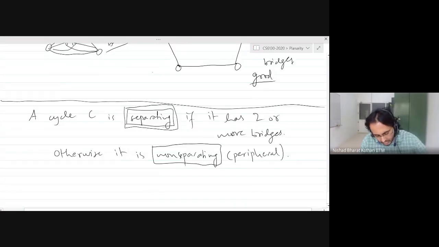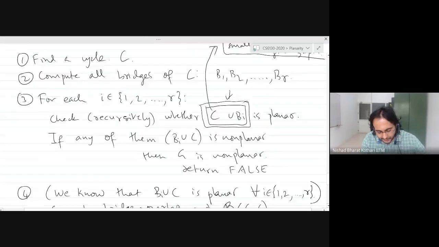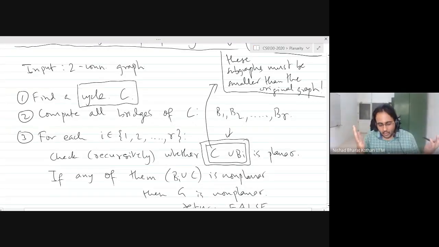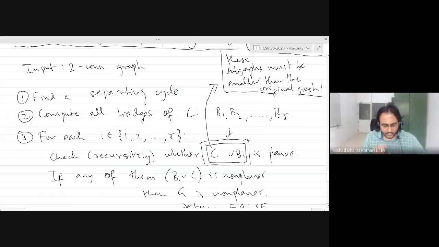Good. So now it would be great if we could find a separating cycle, right? There is a problem in this algorithm. We can't just find any cycle. We need a separating cycle. So let us change that. Let us find a separating cycle. What is now the problem?